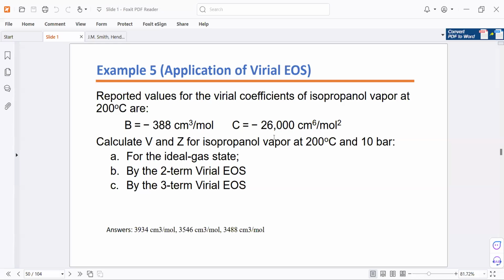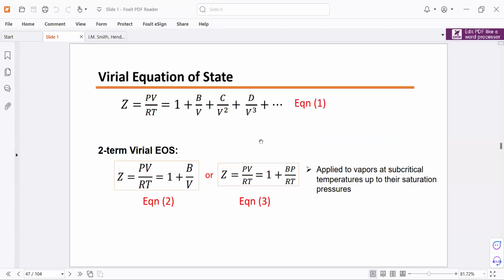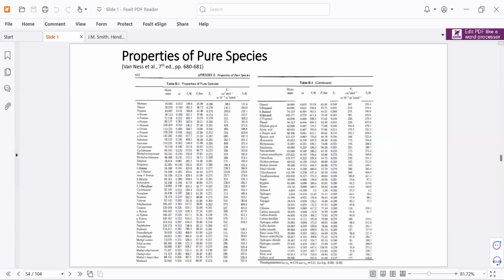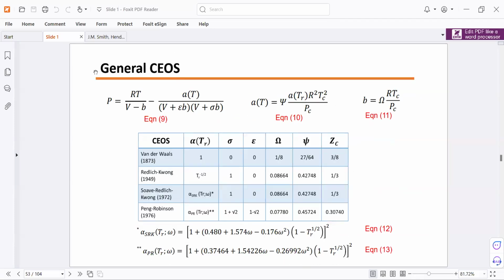Good day, everyone. For this video, we will answer the sample problems in the handout. But before that, I would like to make a correction in the previous video, specifically for the General CEOS or General Cubic Equation of State. In the previous video, I mentioned that you can substitute A as a function of t with the columns. That's incorrect.